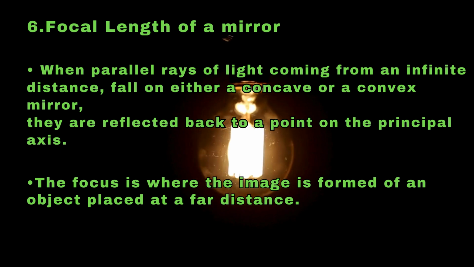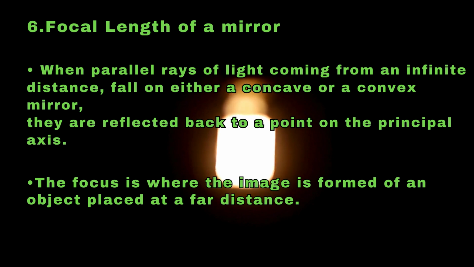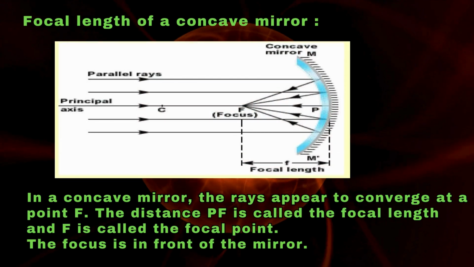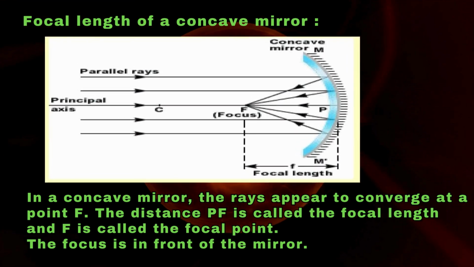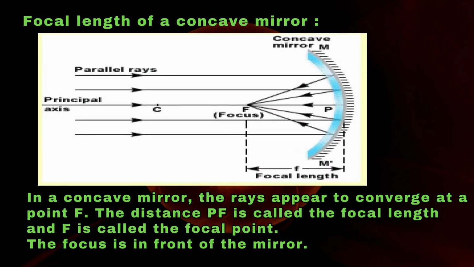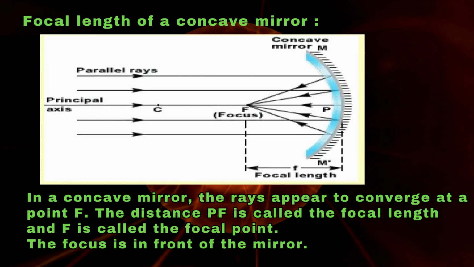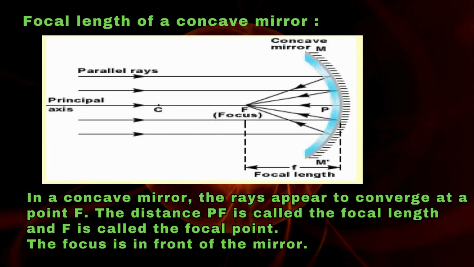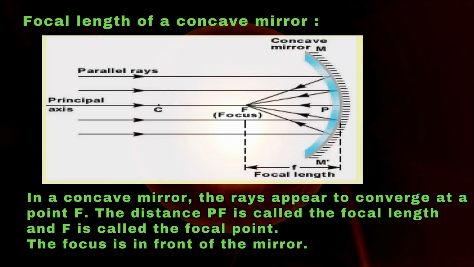6. Focal length of a mirror. When parallel rays of light coming from an infinite distance fall on either a concave or a convex mirror, they are reflected back to a point on the principal axis. Focal length of a concave mirror. In a concave mirror, the rays appear to converge at a point F. The distance PF is called the focal length and F is called the focal point. The focus is in front of the mirror.